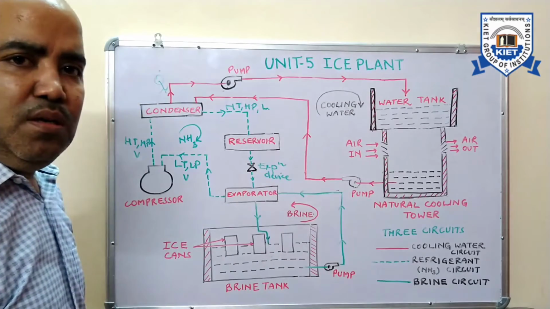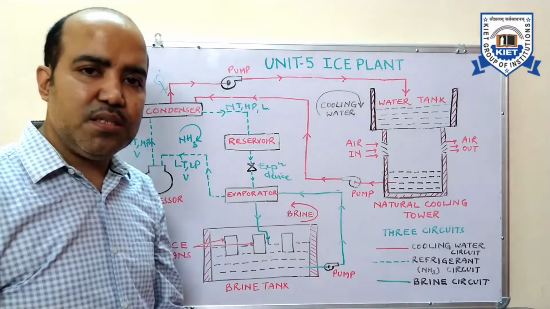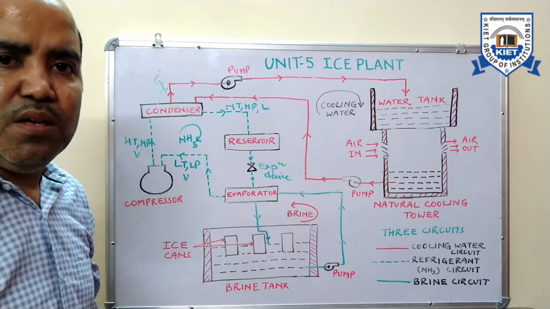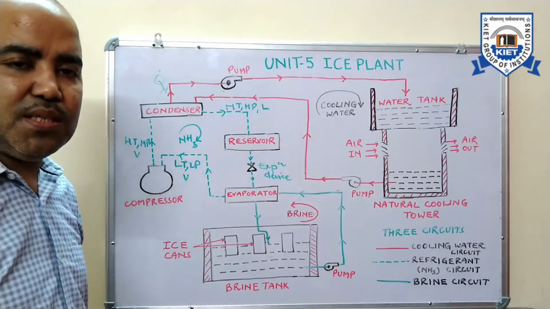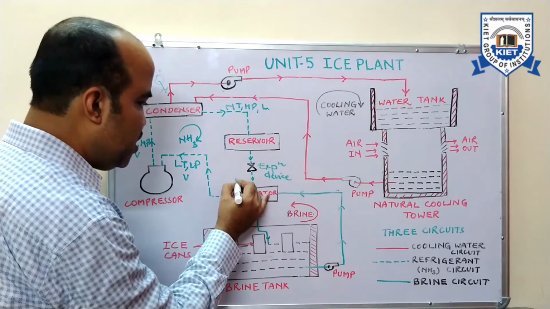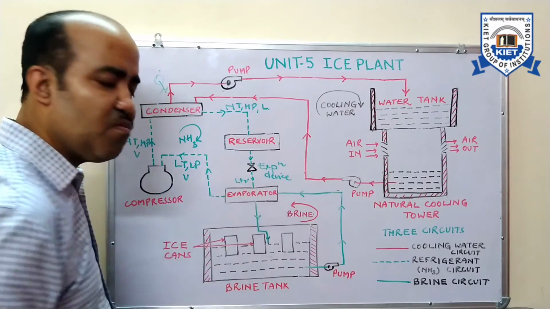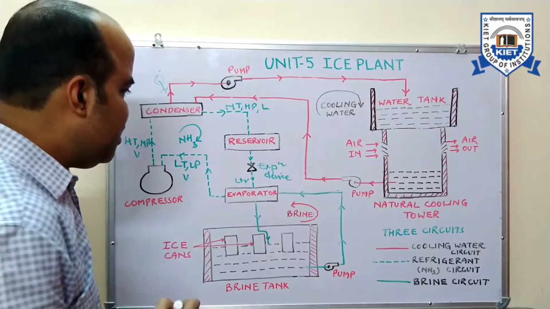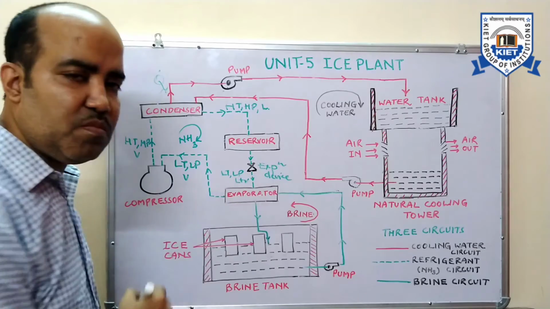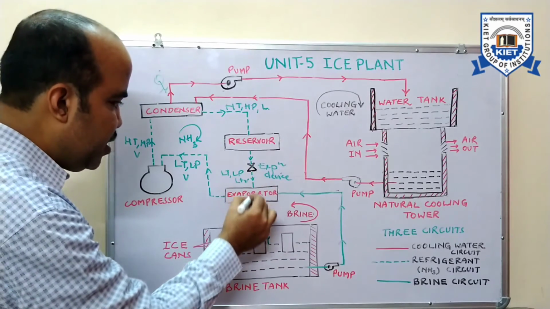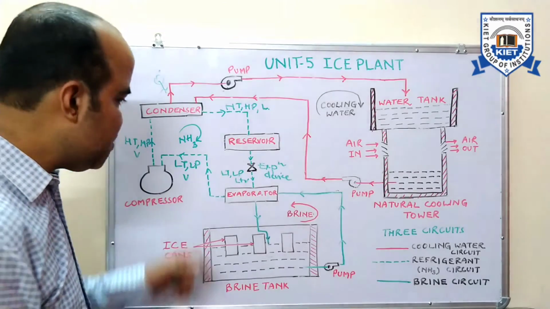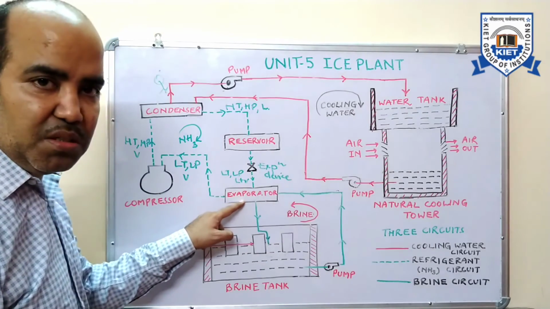Now when the refrigerant enters the expansion device, it is subjected to a throttling process. Consequently, when the refrigerant comes out of the expansion device, the condition becomes liquid plus vapor ammonia, and pressure and temperature both become low. So the refrigerant enters the evaporator in the liquid plus vapor form.